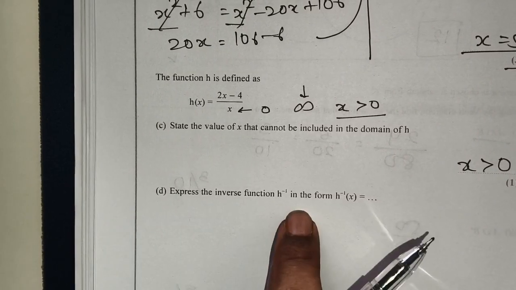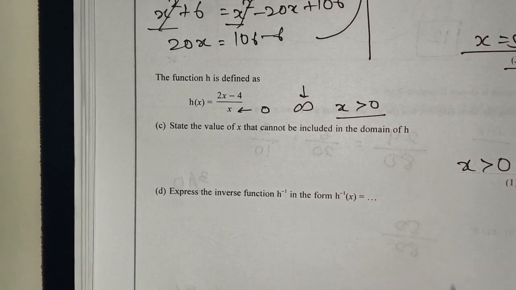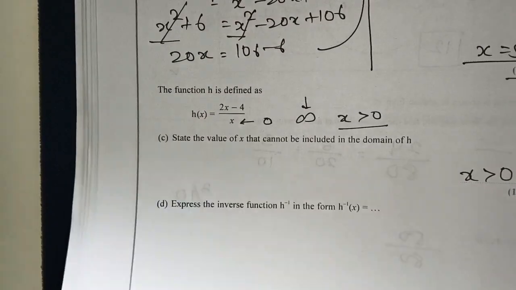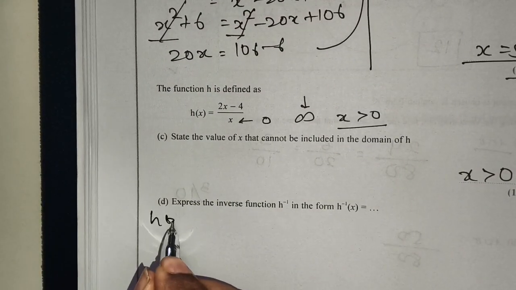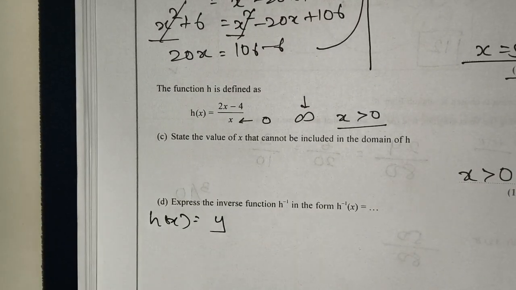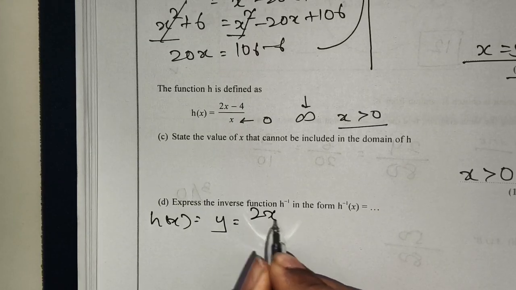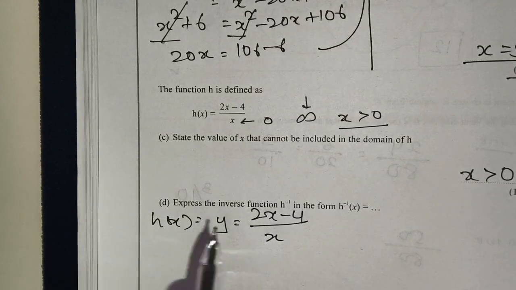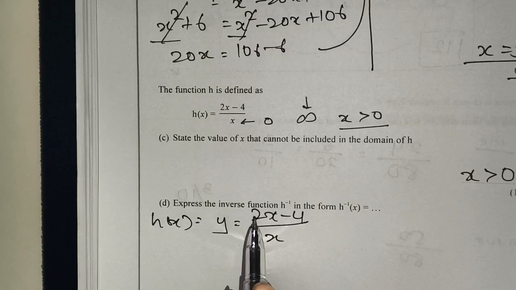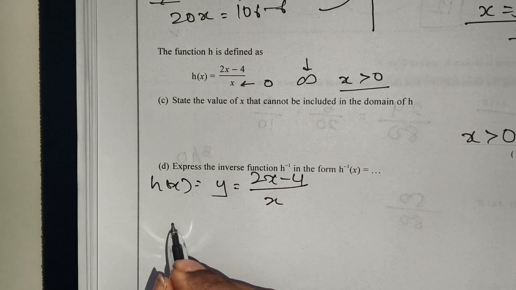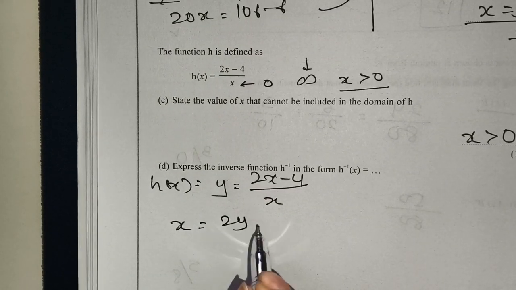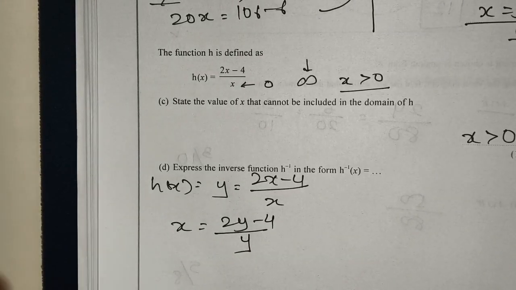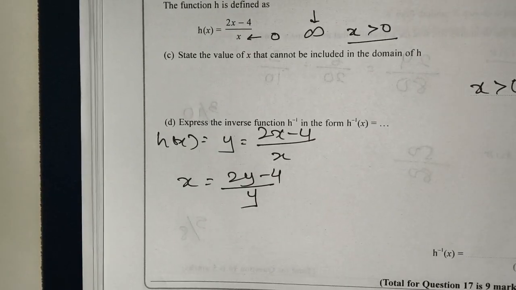Correct? Express the inverse function of h, h inverse, in the form of h inverse of x. It's a 3-mark question. Might involve a little bit of calculation. So whenever you see h of x, it is nothing but y, correct? Y equals 2x minus 4 upon x. What to do in inverse functions? You replace x and y completely. You just replace them. So my new function becomes x equals 2y minus 4 upon y. Now I have to solve for y. So let's see how we do it.